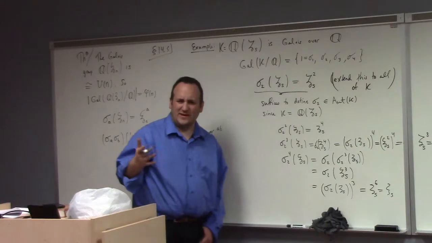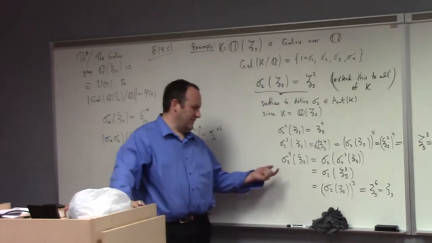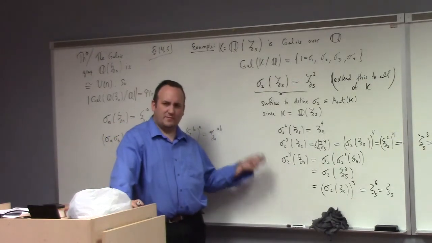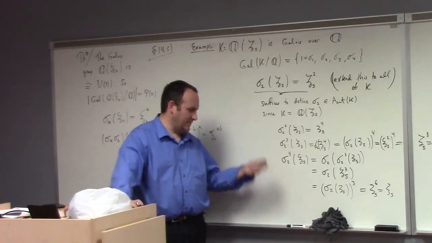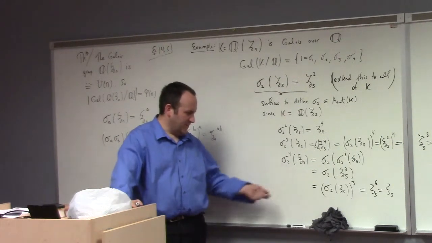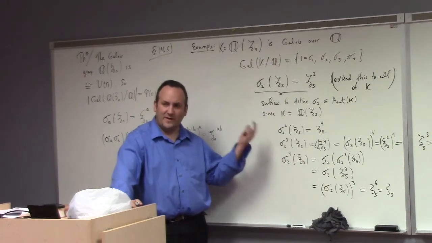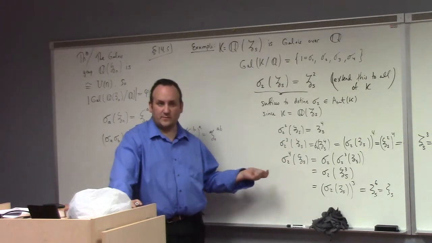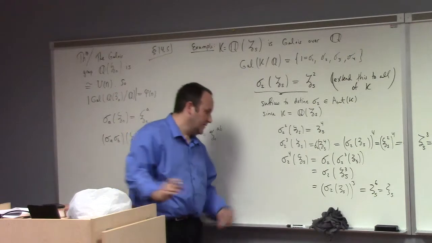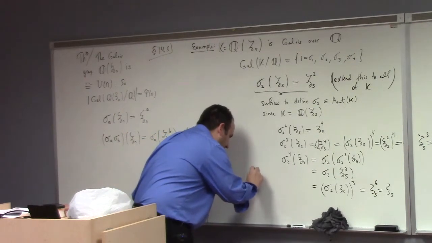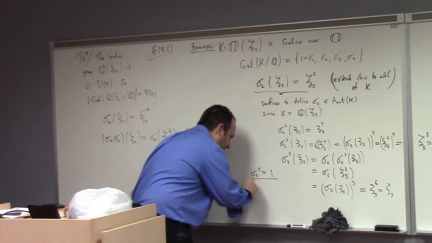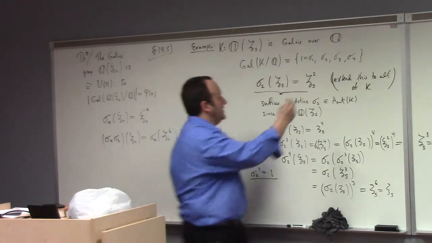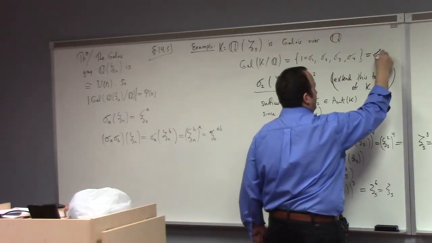Okay, so finally we have found a power such that when we act with the power of the automorphism on the generator, we get back just the generator again. But if it fixes the generator, and by assumption it fixes 1, it's fixed the whole field. In other words, sigma 2 to the 4th is equal to 1 again. And that's why we could say that this Galois group is just generated by sigma 2.